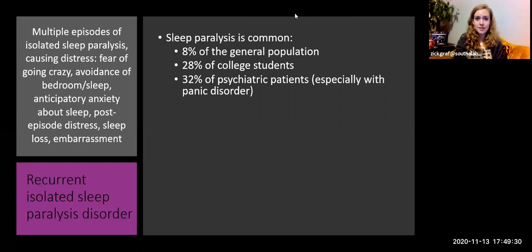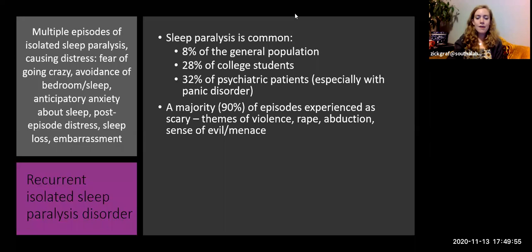Sleep paralysis itself is pretty common, not necessarily the full disorder, but the experience of sleep paralysis. About 8% of the general population will experience it at some time in their lives. About a third of college students, and also about a third of psychiatric patients, so people with psychopathology. Panic disorder is an especially common comorbidity or type of psychopathology that can increase risk for sleep paralysis.